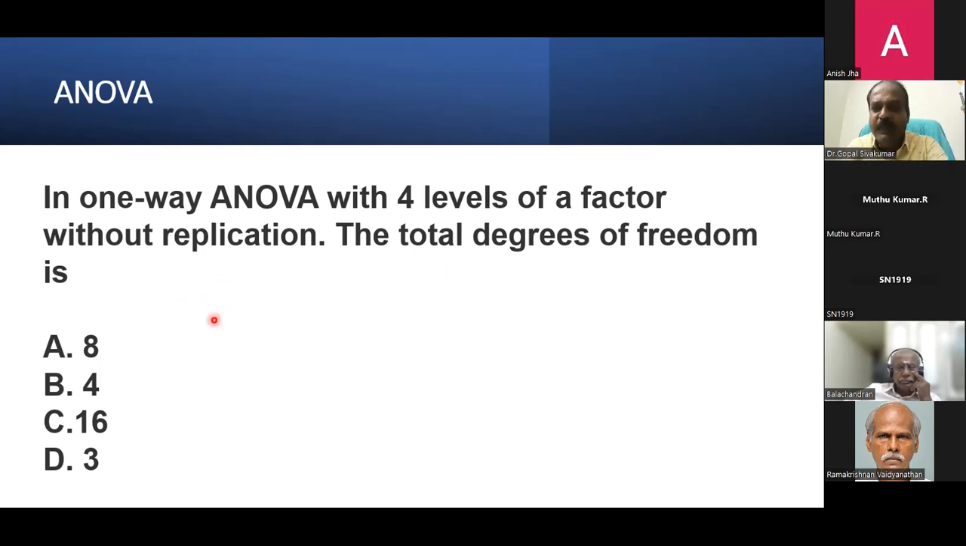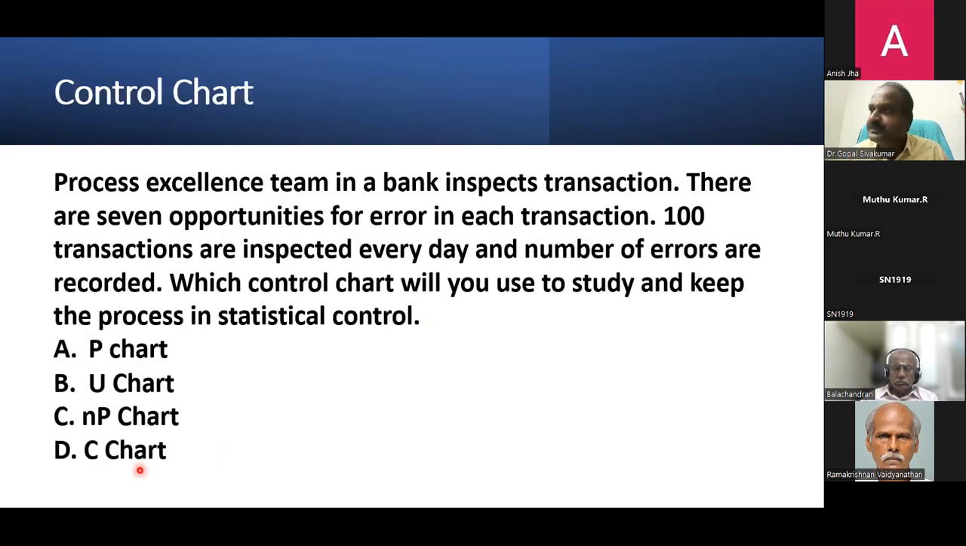In one way ANOVA, with 4 levels of a factor without replication, what will be the total degree of freedom? 3, 4 minus 1, 3. Hope all of you understand this, right? In order to comment about total degree of freedom, you should know the total number of experiments. In this case, the total number of experiments is 4. So 4 minus 1 is 3.